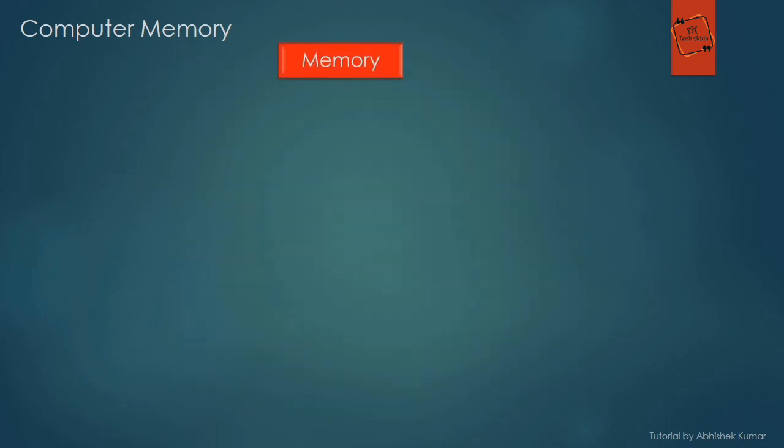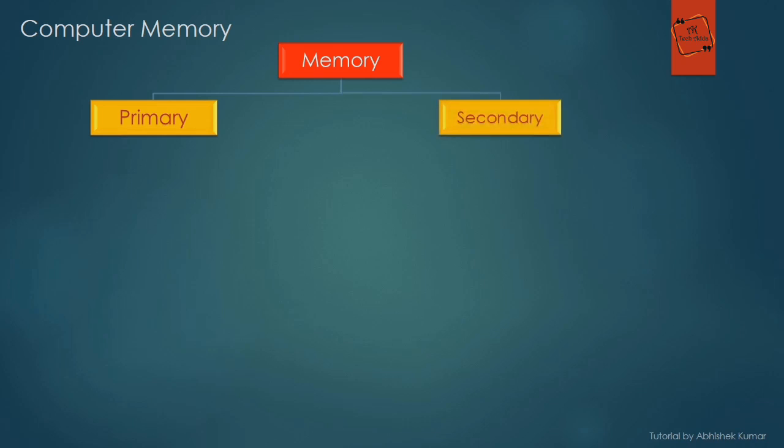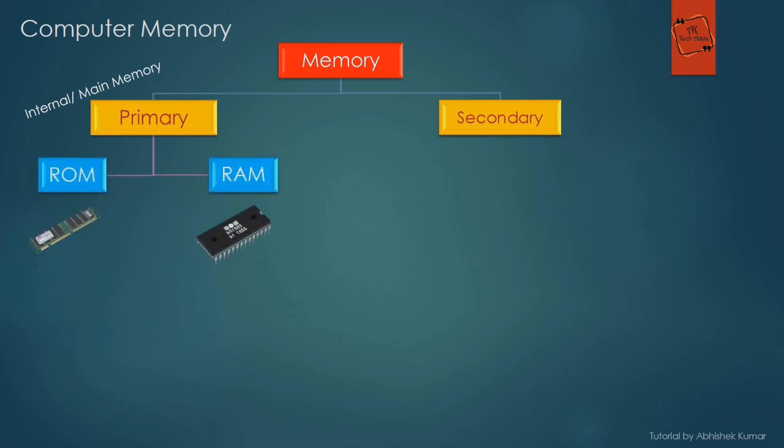Now, we'll talk about kinds of memory. A computer has two kinds of memory. Number one, primary memory, and number two, secondary memory. Primary memory is also called internal memory, and it is also the main memory of the computer. It is of two types, RAM and ROM. Whereas secondary memory is also known as external memory, and that stores the information or any data permanently.